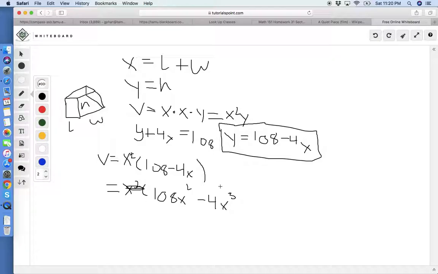So now our next step is to find the critical values. So in order to do this, we have to set this after we take the first derivative. Oh, this should be a 3, sorry. Alright, so if we were to take the first derivative of this equation, it would be 216x minus 12x squared. And we gotta remember to set this equal to 0.